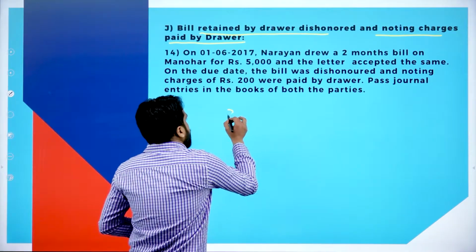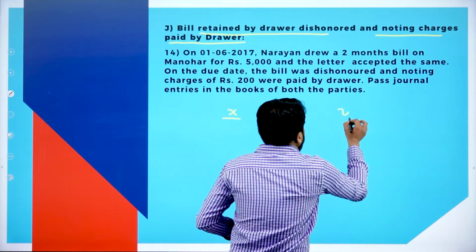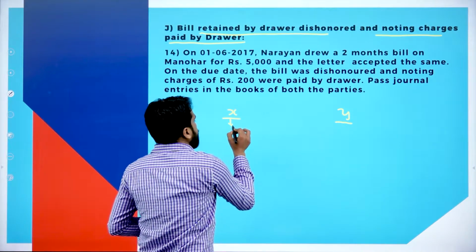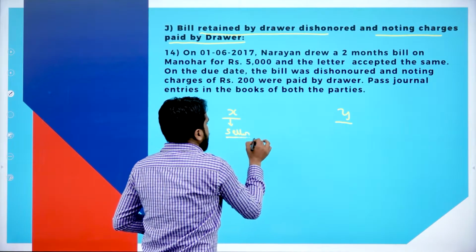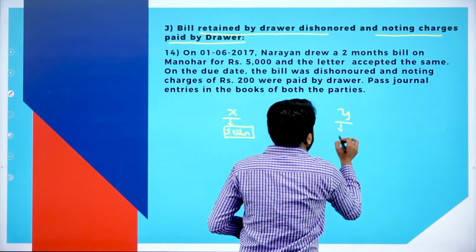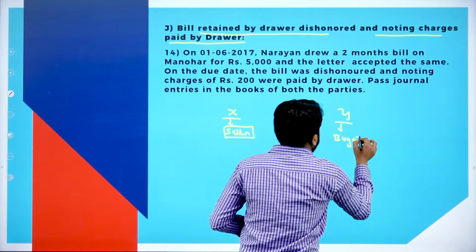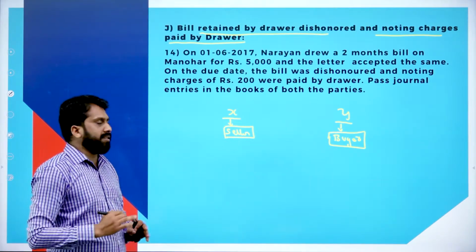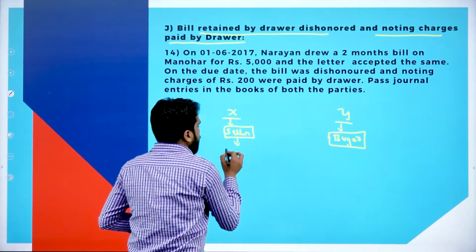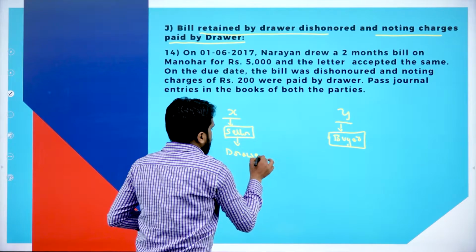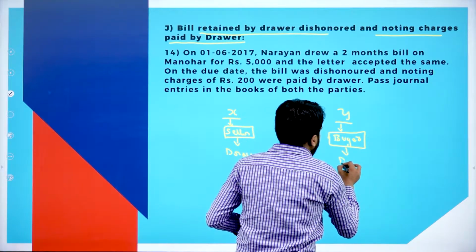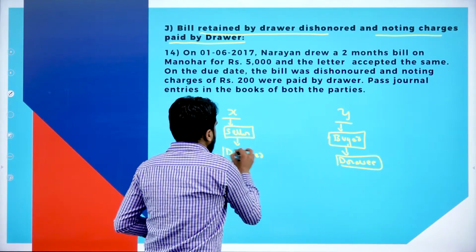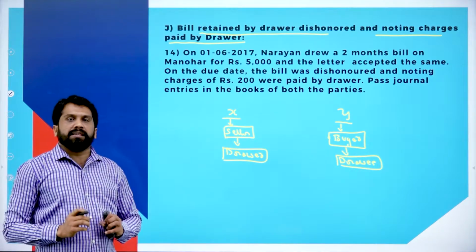First person we call X and second person is Y. Who is the first person? The first person is the seller and the second person we call the buyer. The first person can also be called the drawer and the second person the drawee. Drawer and drawee.